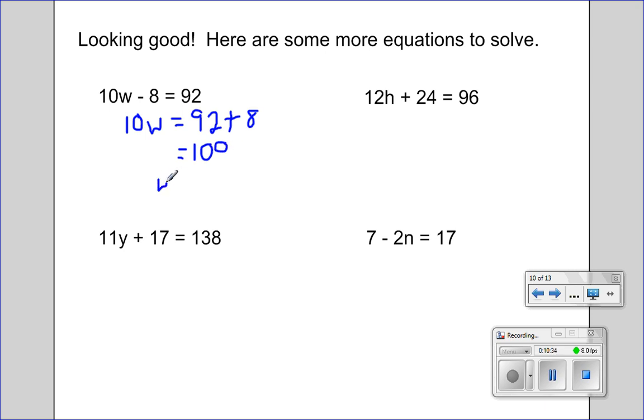Now I can separate the 10 and the w, so w equals 100 divided by 10, and that will give me 10. And just to check, if I go back to the original equation, 10 times 10 equals 100. 100 take away 8 equals 92. So, put the video on pause so you can try these last 3 on your own.